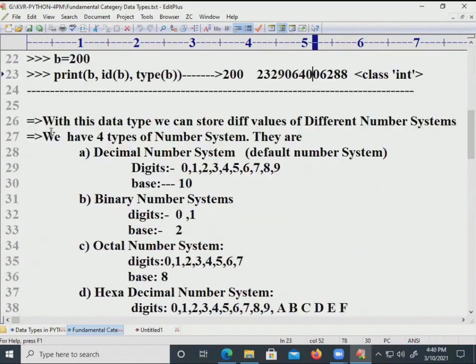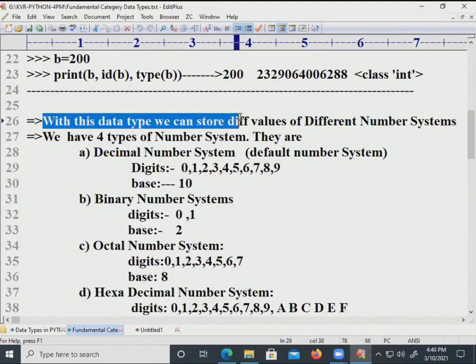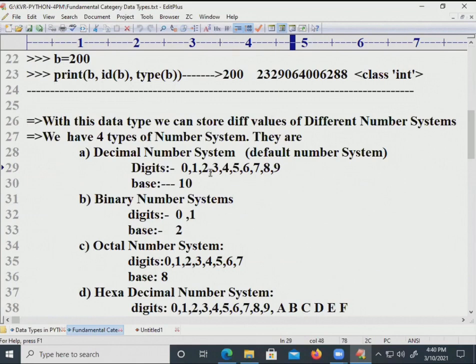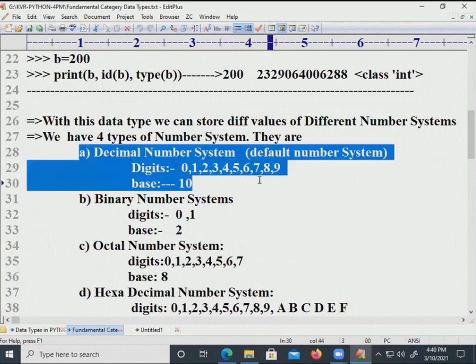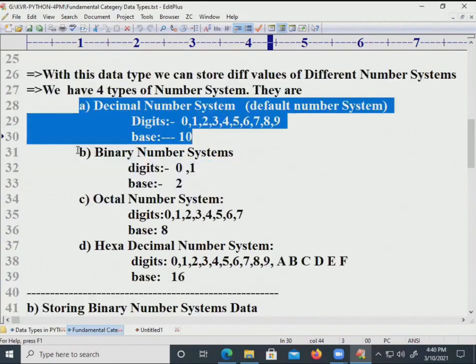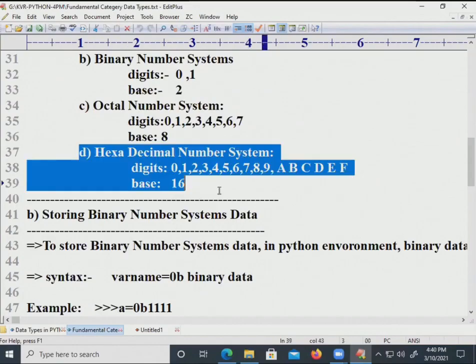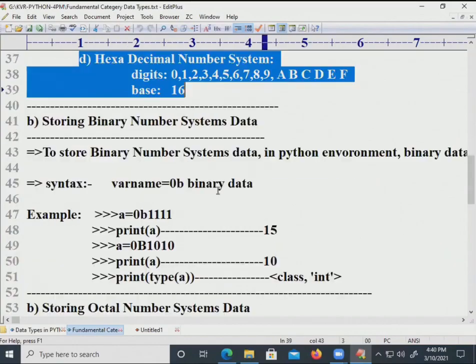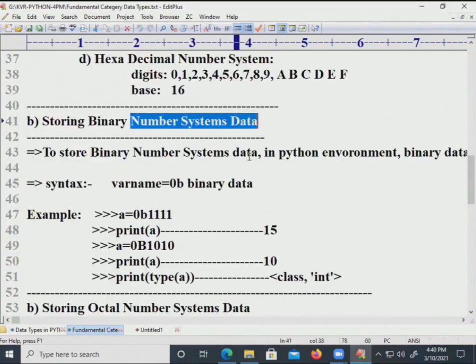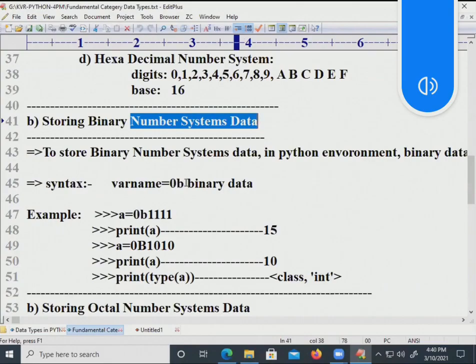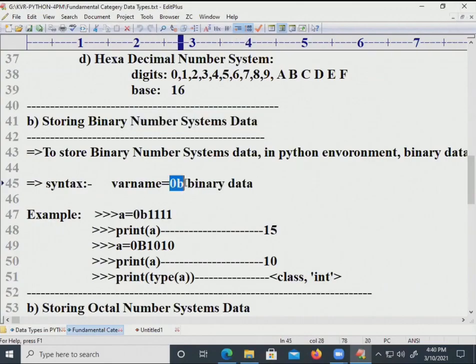With the data type int, how many types of number system data can we store? Four. The first is the default, decimal number system. Then the binary number system, and octal we have also seen. And hexa we are going to see now. To store binary number system data, binary data must be preceded with what? 0b.